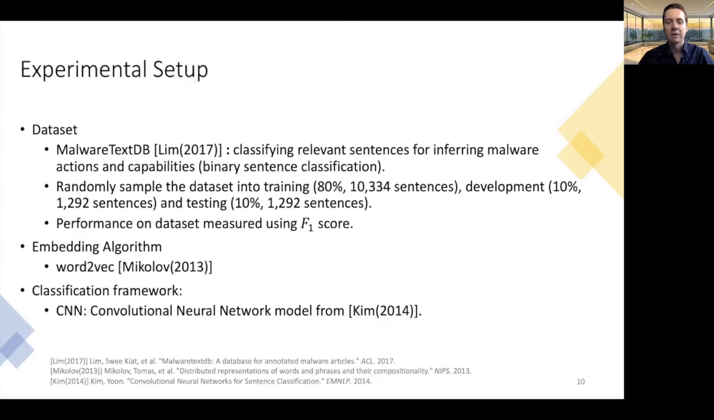We randomly sampled the entire dataset into training, development, and testing. And we used 80% for training and 10% each for development and testing. The performance on the dataset is measured in F1 score. The embedding algorithm we use is Word2Vec, which was introduced by Mikolov and others. And the classification network is a convolutional neural network introduced by Kim.